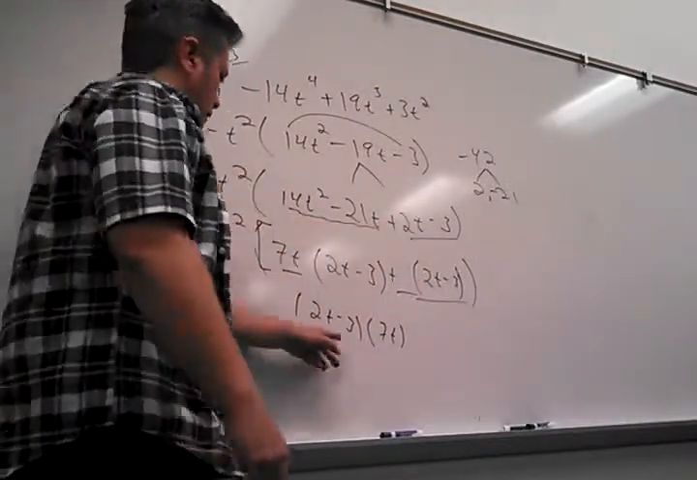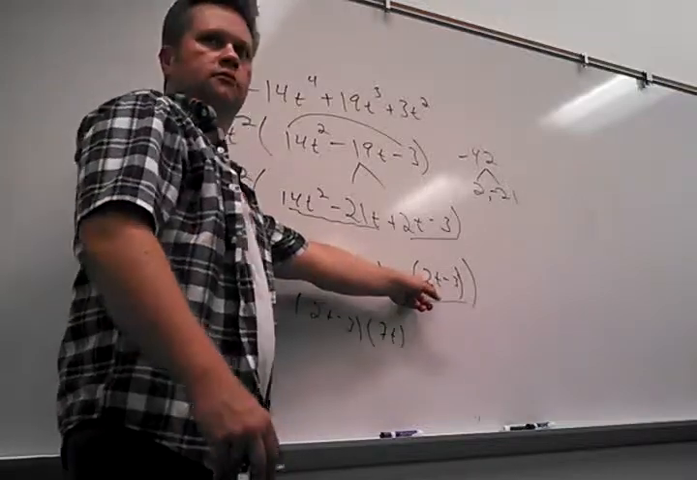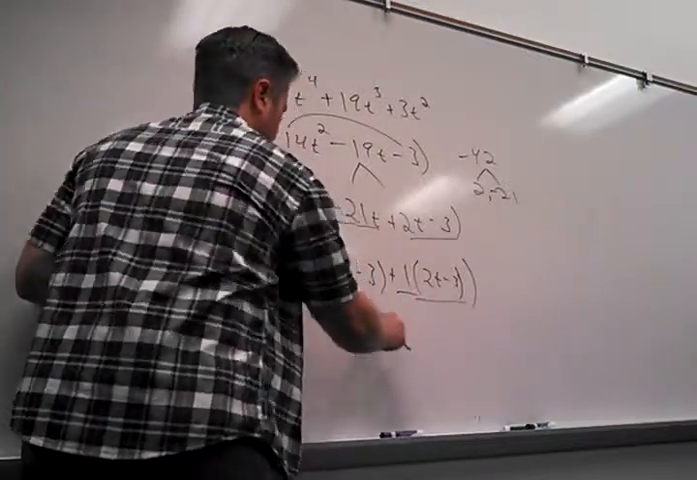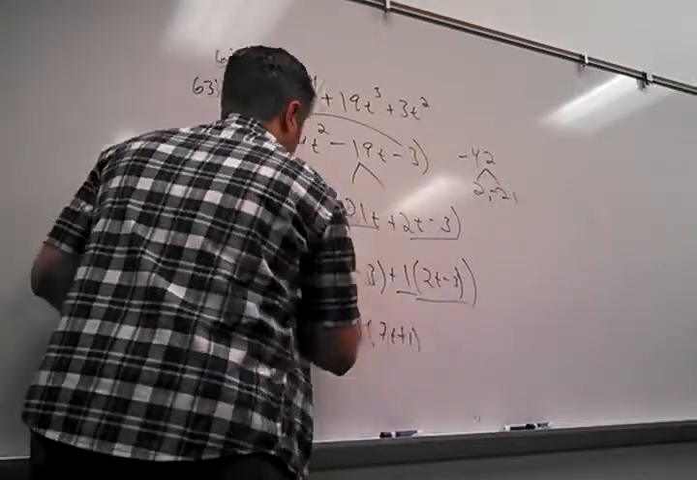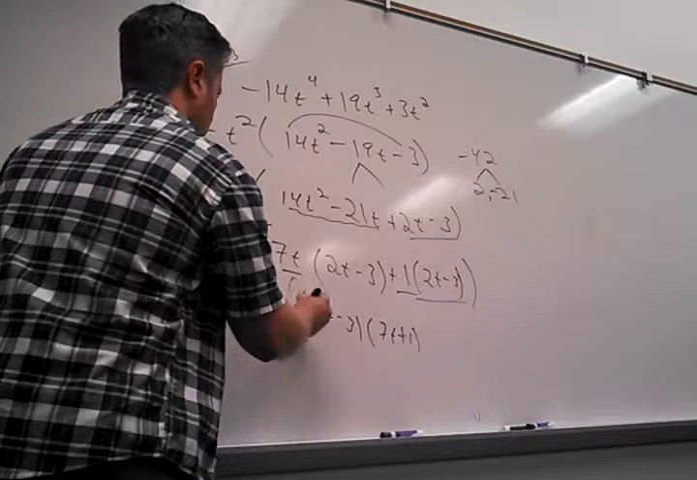Okay, so I know that times that is that. Where'd that guy go? But if I put that 1 there explicitly, I can see that I have 7t plus 1. And of course on the outside I've got negative t squared.